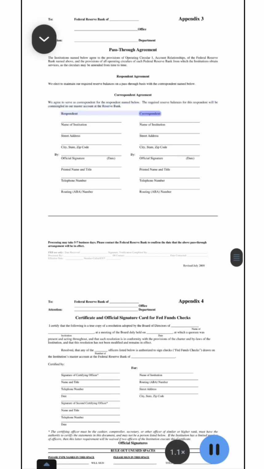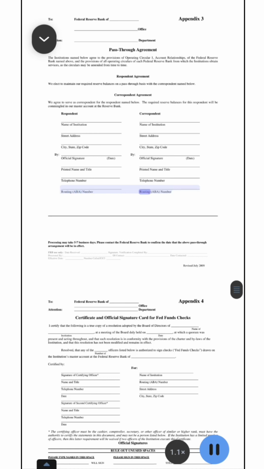Respondent, Correspondent, name of institution, street address, city, state, zip code. By, official signature, date. Printed name and title, telephone number. Routing (ABA) number.